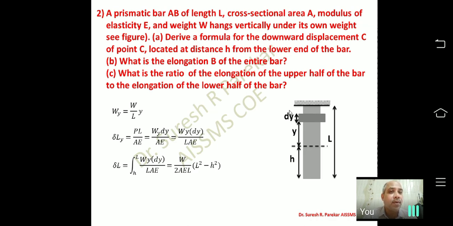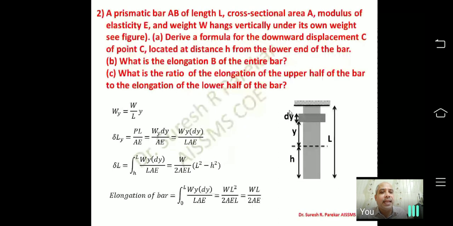Now the second part was asked: what is the elongation of the entire bar? Means we have to find that at the bottom. So if I have to find out at the bottom, then what will be my limit? My limit just changes from 0 to L. So here the formula we have is the same, delta L equal to, now just your limits are changed. Now what is the limit now? 0 to L. Now h I will put at 0, which gives me WL upon 2AE.